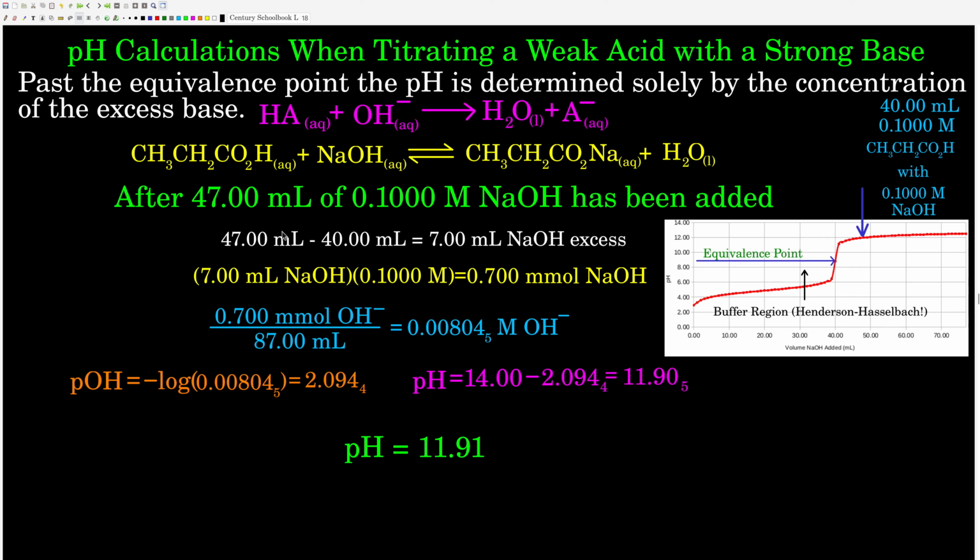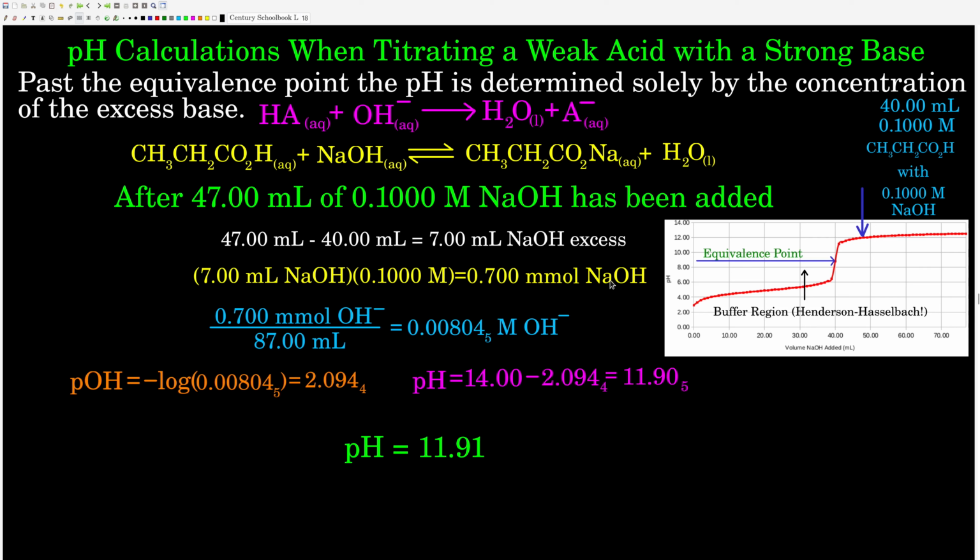So let's say after 47 mL of the 0.1 molar sodium hydroxide has been added. This is one way to look at it. Because we know it's the same molarity, and we needed 40 mL to get to the equivalence point, we have 47 mL added minus 40 mL of the base used to reach the equivalence point, which is 7 milliliters of sodium hydroxide in excess that did not have any acid for it to react with, which means we have 0.700 millimoles of sodium hydroxide in excess, just floating around in that solution, no acid for it to react with.